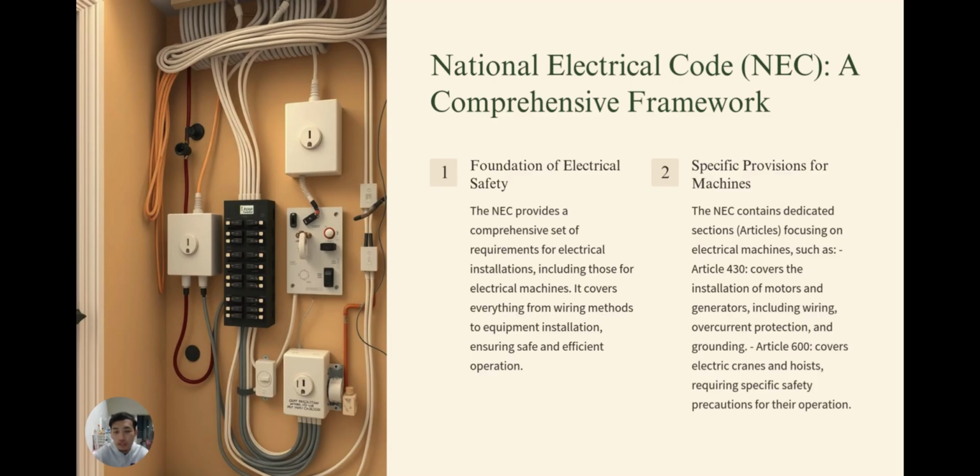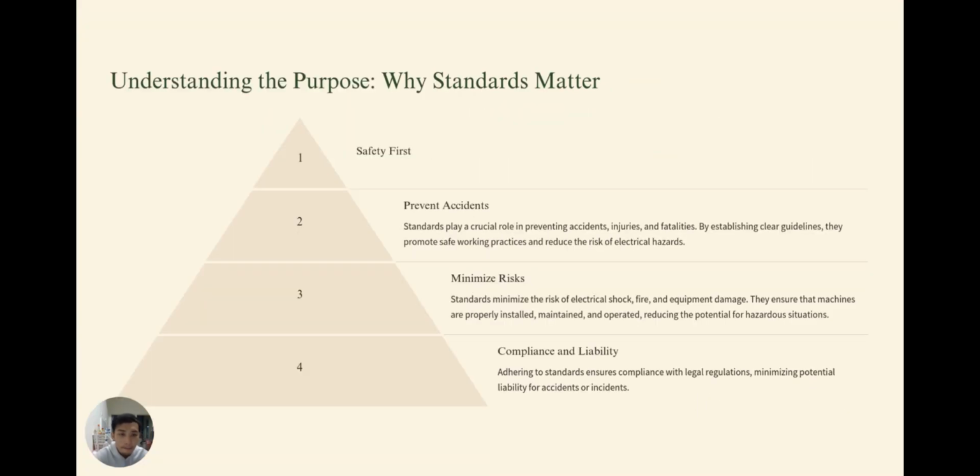The second point is specific provisions for machines. The NEC contains dedicated articles focusing on electrical machines, such as Article 430. Article 430 covers the installation of motors and generators, including wiring, overcurrent protection, and grounding. Article 610 covers electric cranes and hoist requirements, with specific safety precautions for their operation.